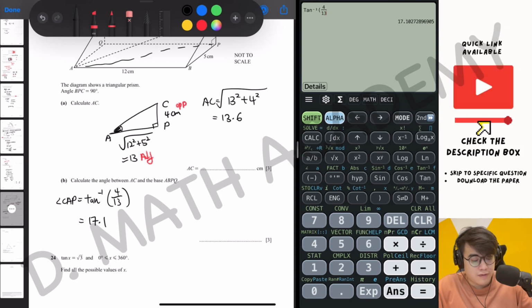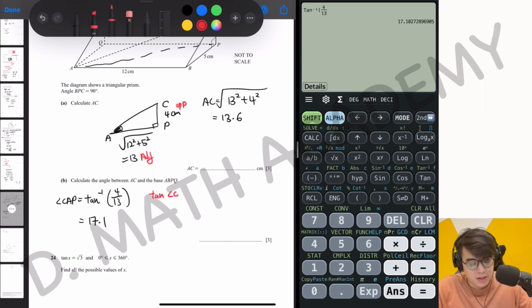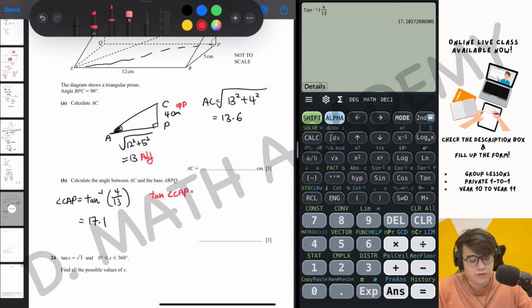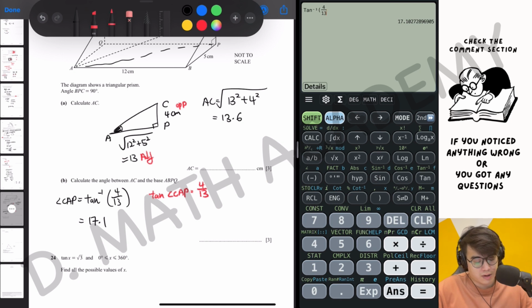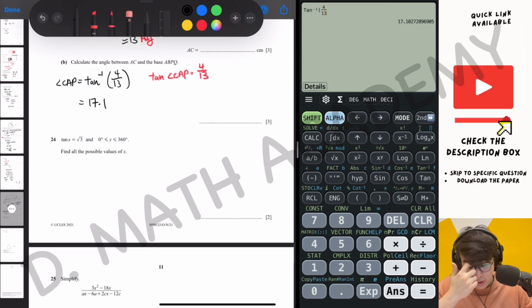Okay, if you wanted to see the full details, it goes by tangent CAP equals 4 over 13. This is the step that I skipped just now. Okay, just write it down for your reference. Moving on to question 24.